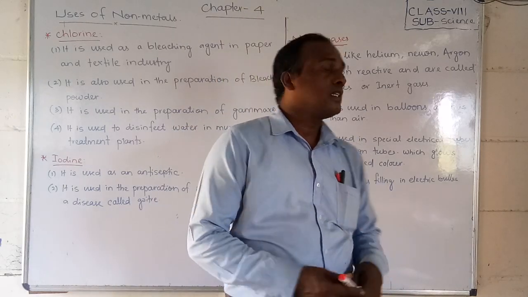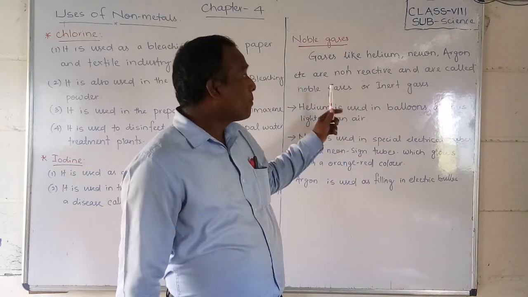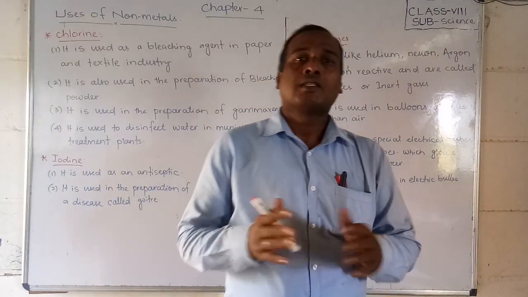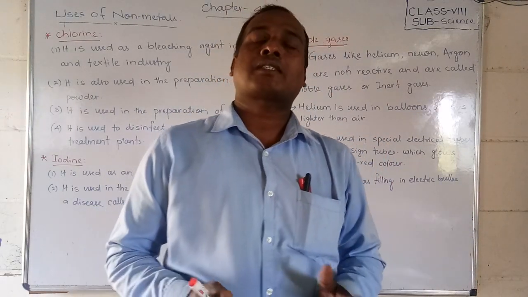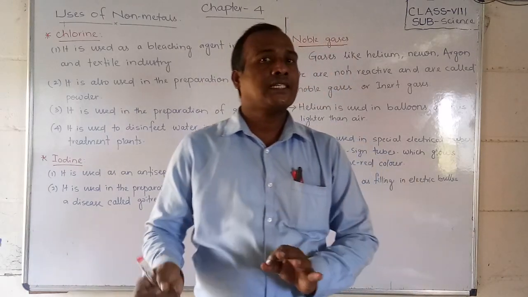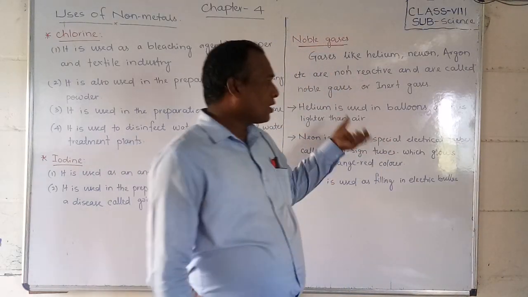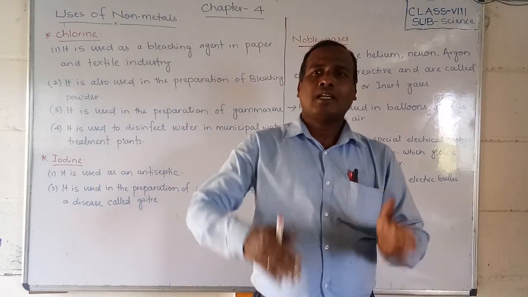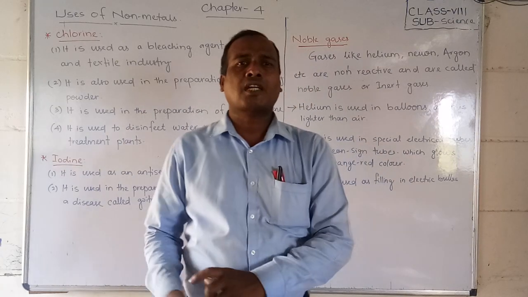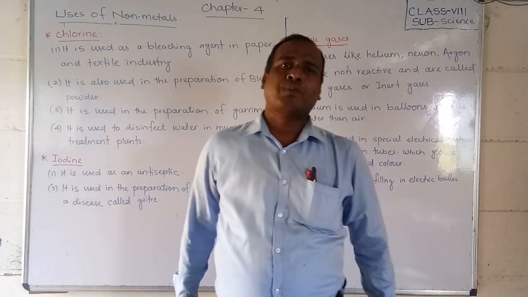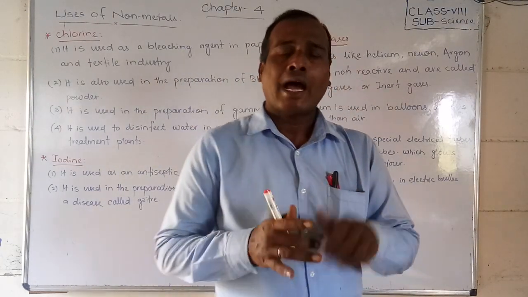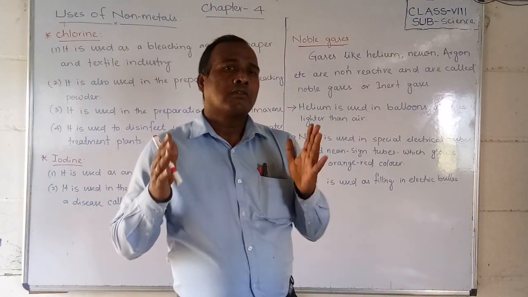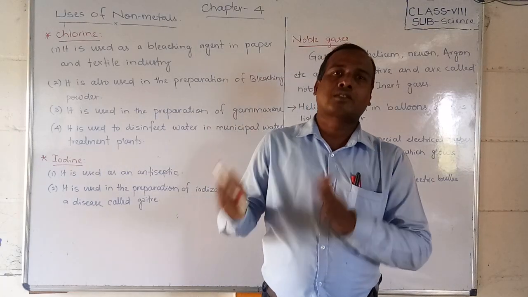These are present in the zero group of the periodic table. They are also called inert gases because they do not participate in chemical reactions. Generally, on the extreme right side of the periodic table, some elements are present: helium, neon, argon, krypton, xenon, radon. These are the noble or inert elements.